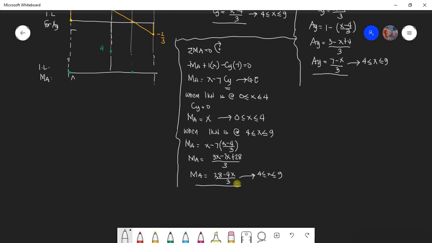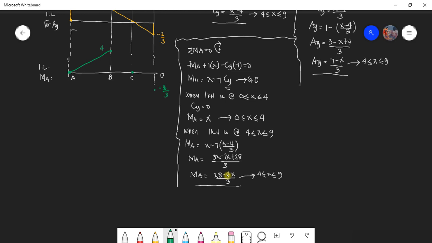A, B, C, and D. When the unit load is at D, which is at x is equal to 9, so 28 minus 4 times 9, sorry. So, 28 minus 4 times 9 divided by 3. Ang sagot doon is negative 8 over 3. So, negative 8 over 3. So, connect mo lang yan through a line.